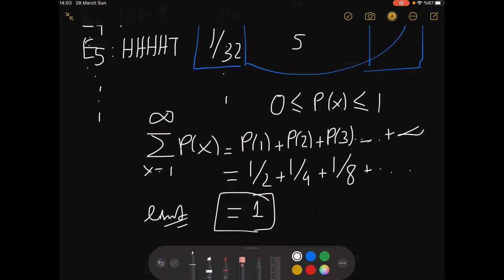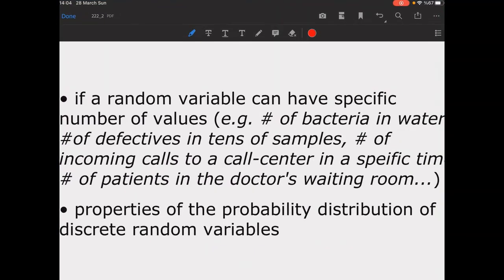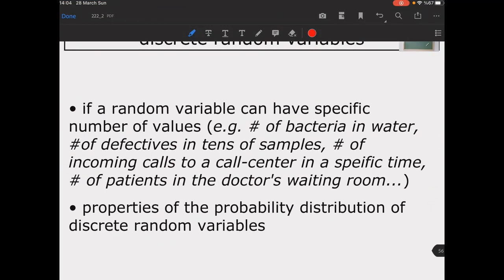I think we also talked about this in our previous session, where I asked you to watch a professor's video for a more detailed explanation of this, if you remember it. You can go back and watch that video again. These are all about the properties of the probability distribution of discrete random variables.